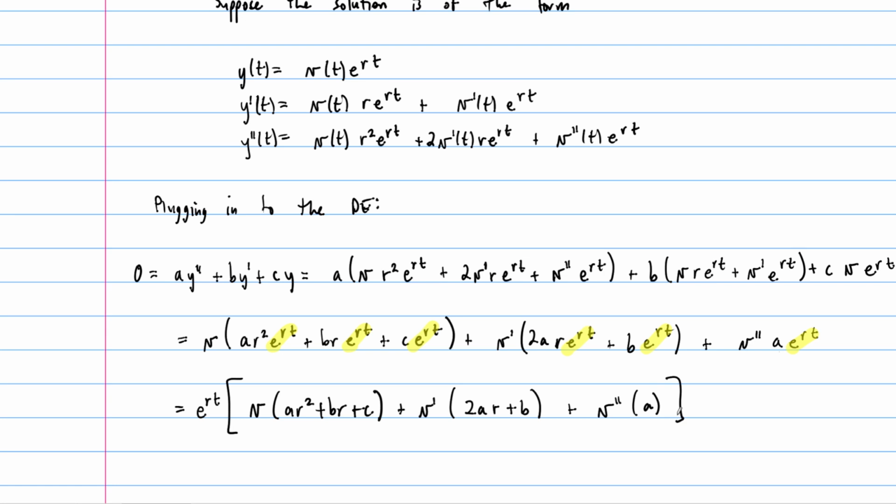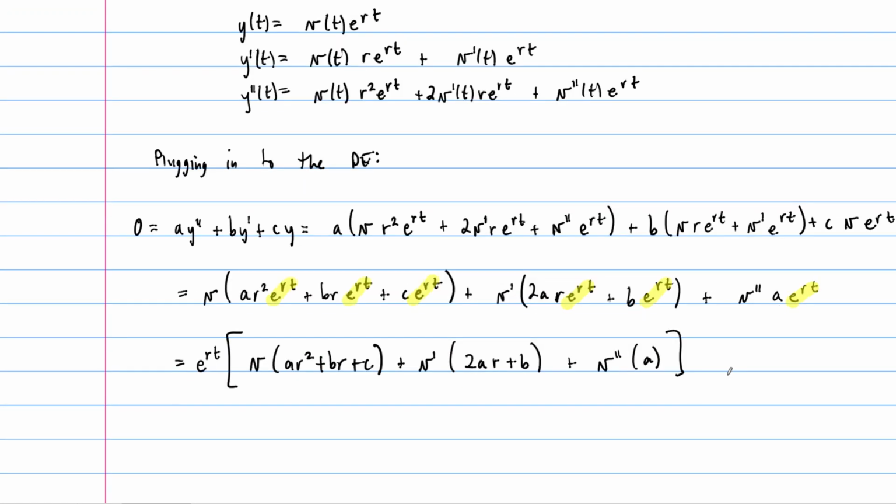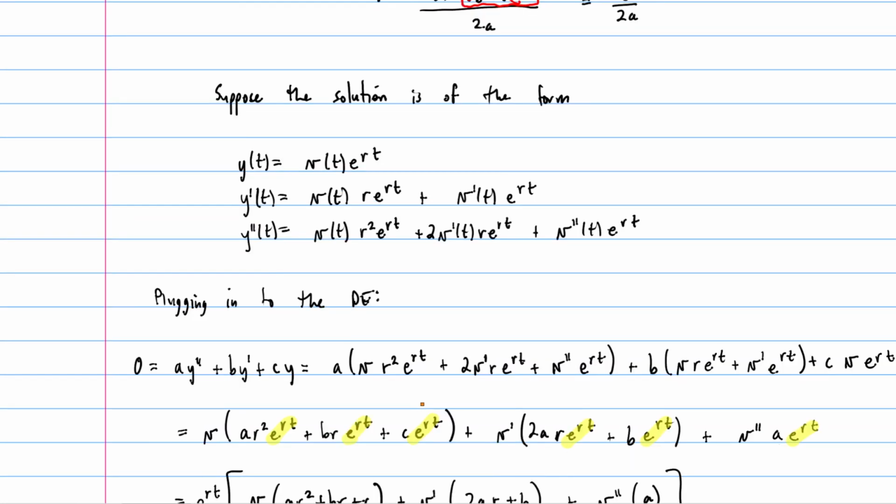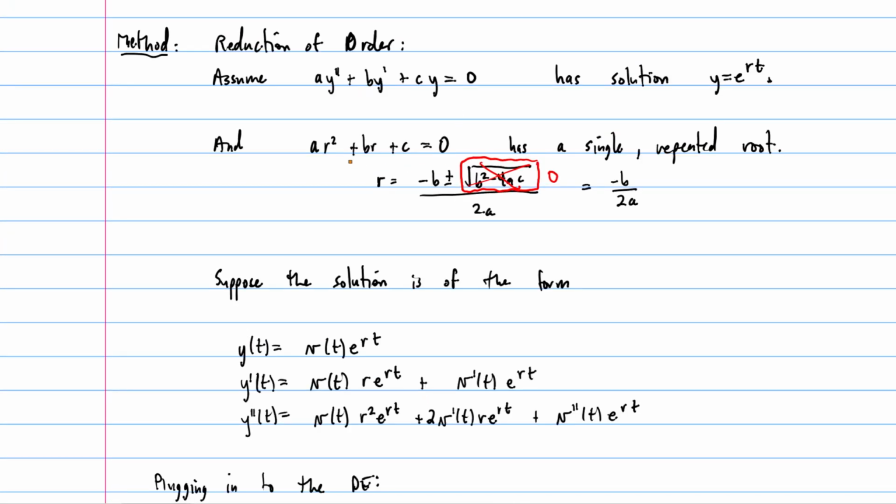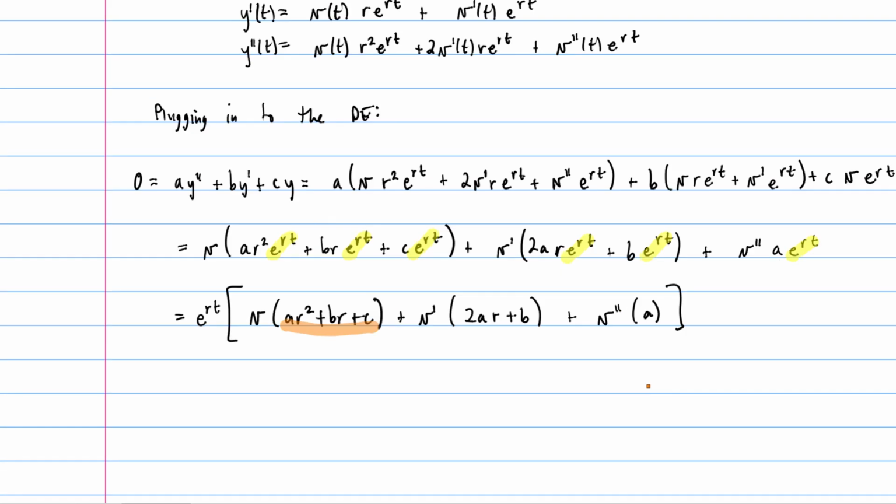That's all that's left. But again, let's remember where these numbers came from. This one, ar squared plus br plus c, that one is 0, because of the choice of r that we have. So this one's gone. Just cross it off.